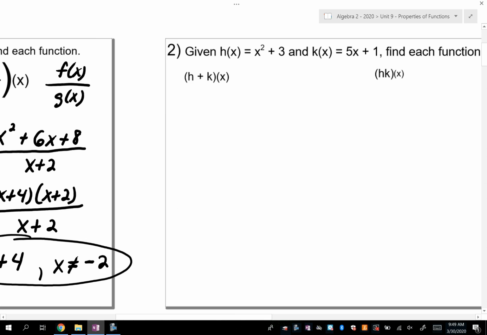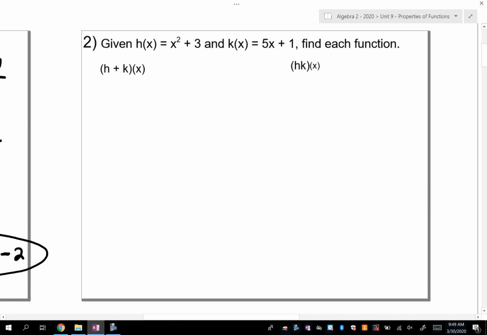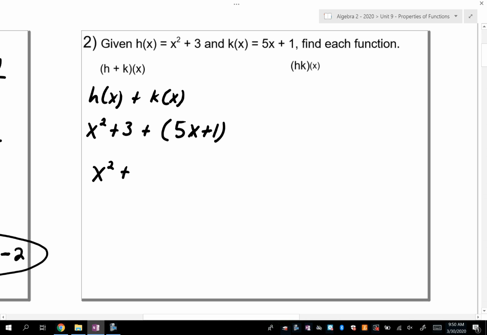Now, number 2 is actually very similar, but we're going to be doing the other operations here. We're going to be using two new functions, h of x and k of x, and we're going to be doing addition and multiplication. So let's start with the addition. h of x plus k of x is going to be x squared plus 3. Even though with addition it doesn't really matter as much, I still like to get in the habit of putting parentheses around the second function that I write. So I'm going to be adding like terms here, and there's actually only one set of like terms, the constants. So we're going to have x squared plus 5x plus 4. So that's going to be h plus k of x.